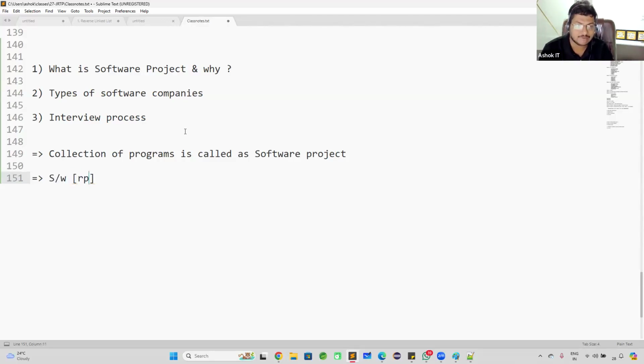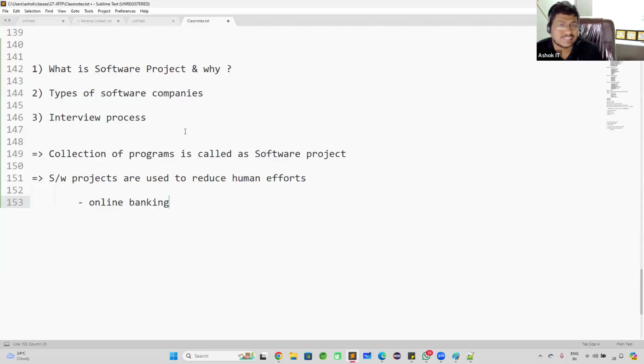So here, software projects are used to reduce human efforts. What is the example for reducing the human efforts, guys? Online banking. Earlier, if you wanted to transfer an amount, you had to go to the bank, fill up the form, stand in the queue, then talk to the bank employee to do the transfer. But today, with Google Pay, PhonePe, net banking, mobile banking, a lot of software is available where you can transfer an amount from one account to another account within a fraction of a minute.